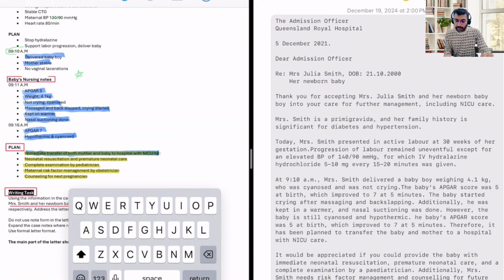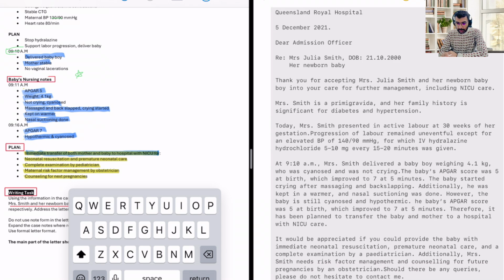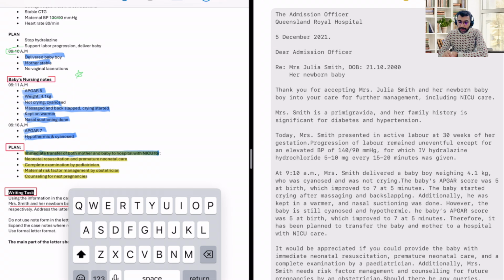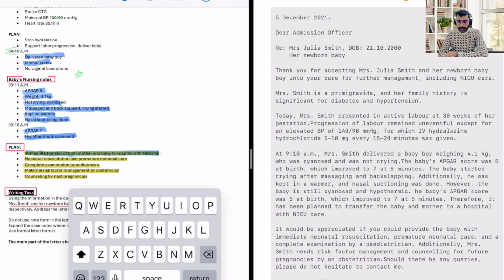So let's go through our letter. Proofreading is very important. The Admission Officer, Queensland Royal Hospital, 5 December 2021. Dear Admission Officer, regarding Mrs. Julia Smith and her newborn baby. Date of birth of Mrs. Julia Smith is 21/10/2000. Thank you for accepting Mrs. Julia Smith and her newborn baby into your care for further management, including an ICU care. Mrs. Smith is a primigravida, and her family history is significant for diabetes and hypertension.